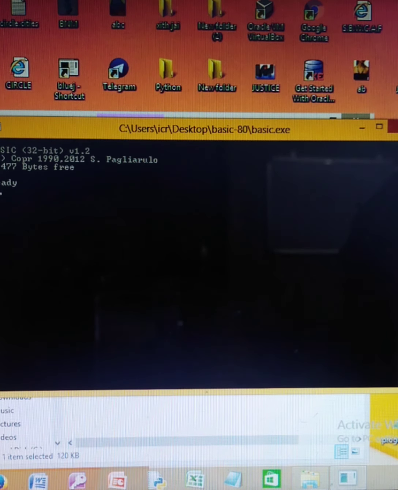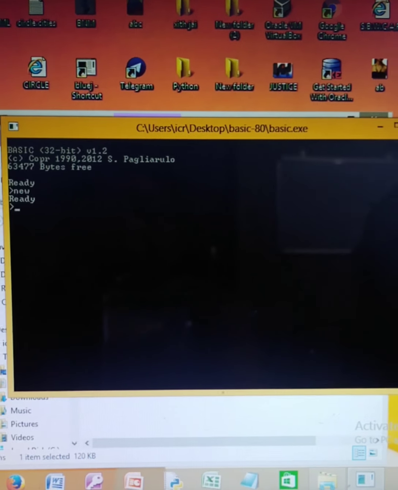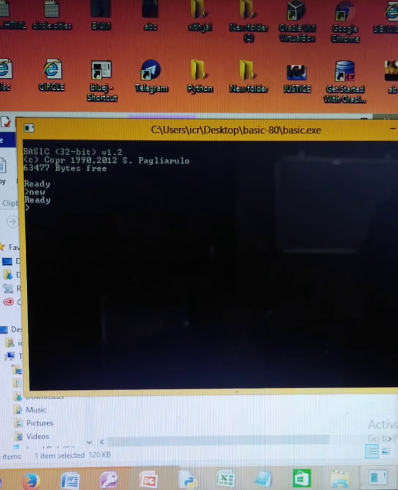So in line number 10, first of all we write NEW, as you people must remember. This is NEW. Then AUTO. And then I am going to write here INPUT, "Enter a month", and that number I am going to take in N.